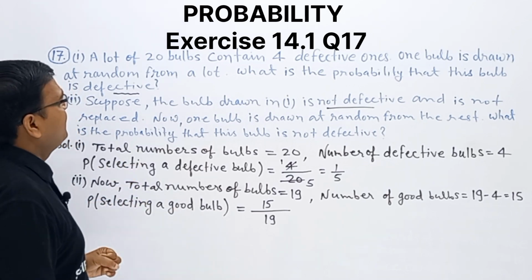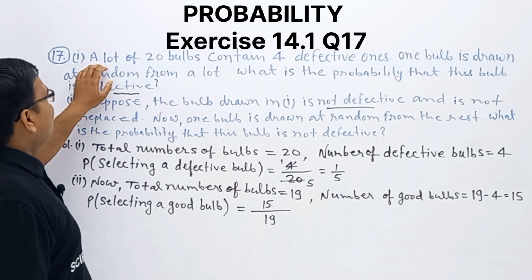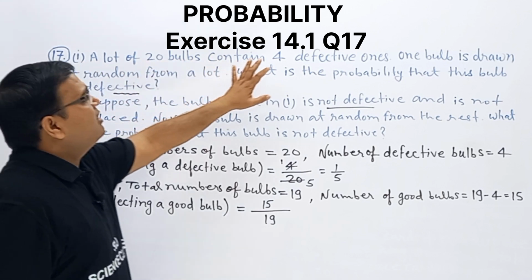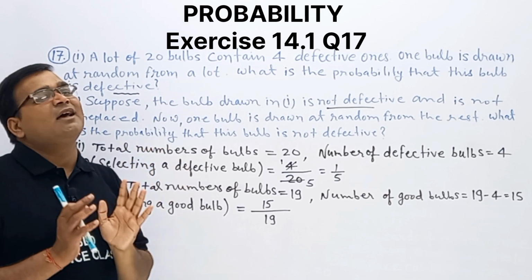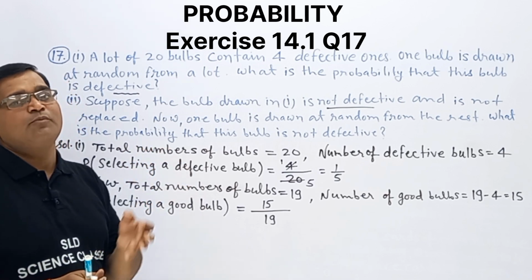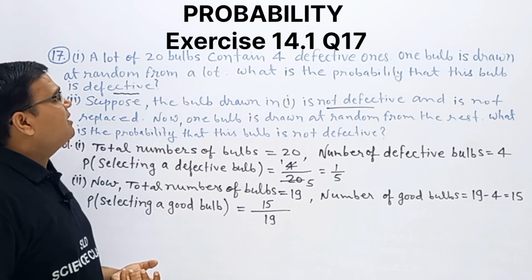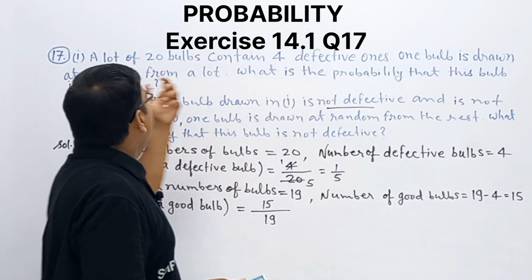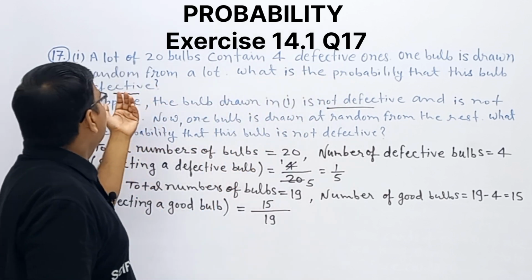In this question, 2 questions we are having. In the first one is what? 20 bulbs contain 4 defective ones. It means in a lot we are having 20 bulbs and 4 are defective. It means 16 bulbs are good. Clear? One bulb is drawn at random from a lot. What is the probability that this bulb is defective?